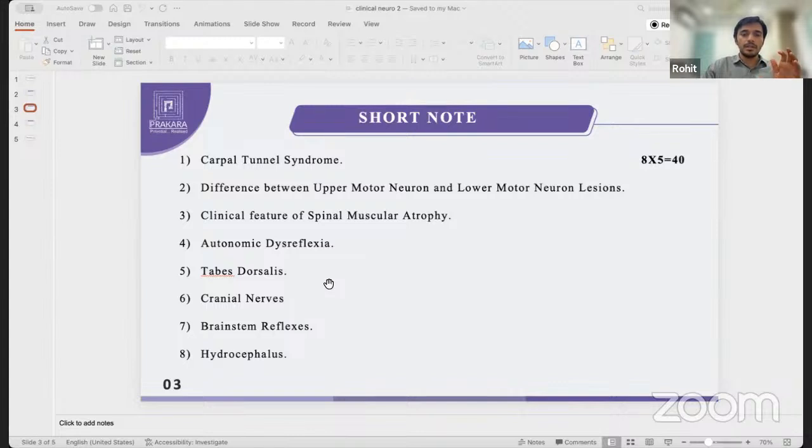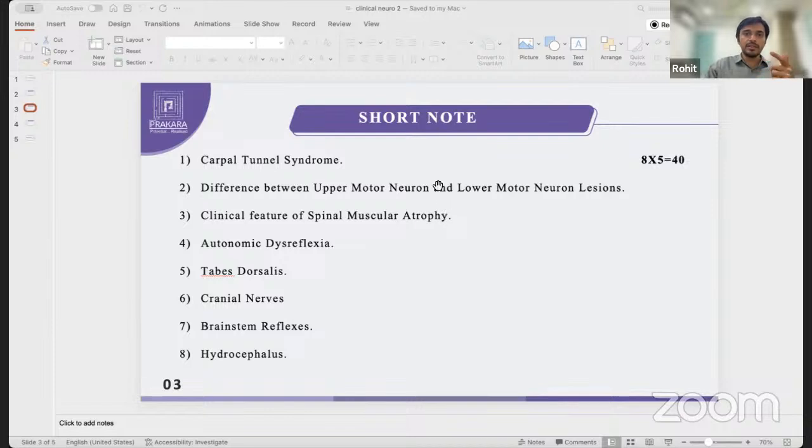So what are the complications of autonomic dysreflexia? It can lead to pulmonary edema, left ventricular dysfunction, retinal detachment, intracranial hemorrhage, seizures, cardiac arrest, encephalopathy, myocardial infarction, or sometimes even death.